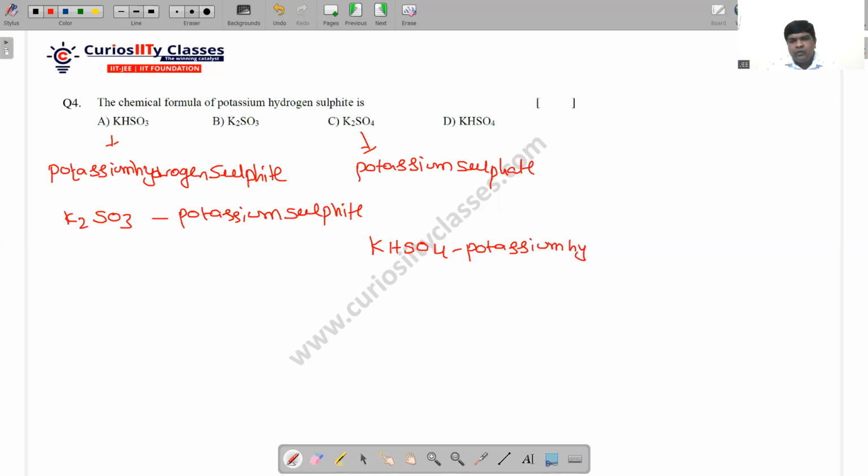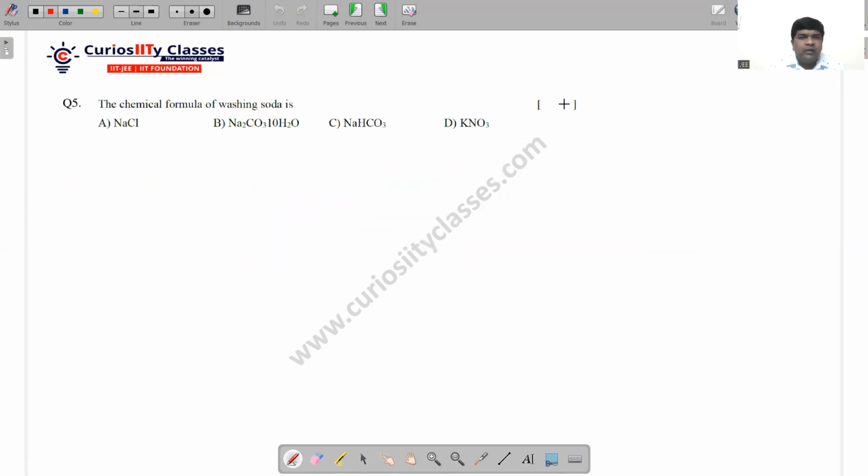Potassium hydrogen sulfate. Asking the question, potassium hydrogen sulfite. The potassium hydrogen sulfite is KHSO3. Option A is correct. Question number 5. The chemical formula of washing soda is given. NaCl.